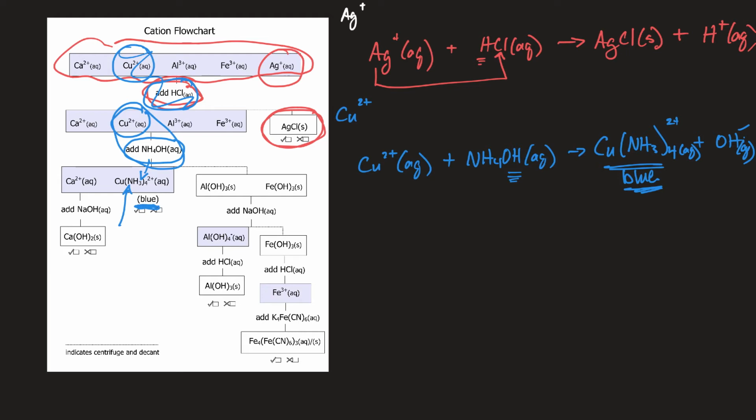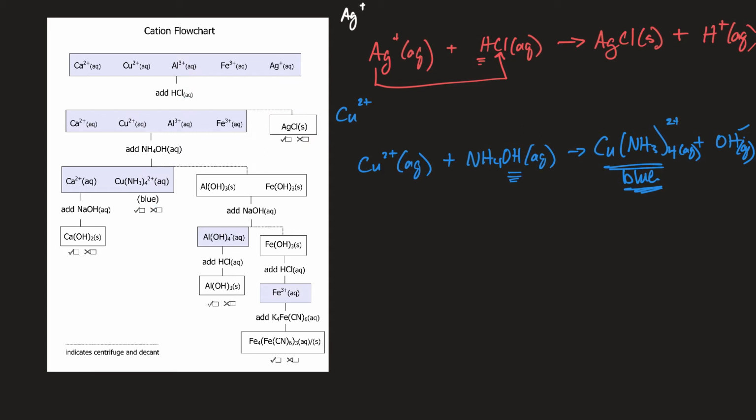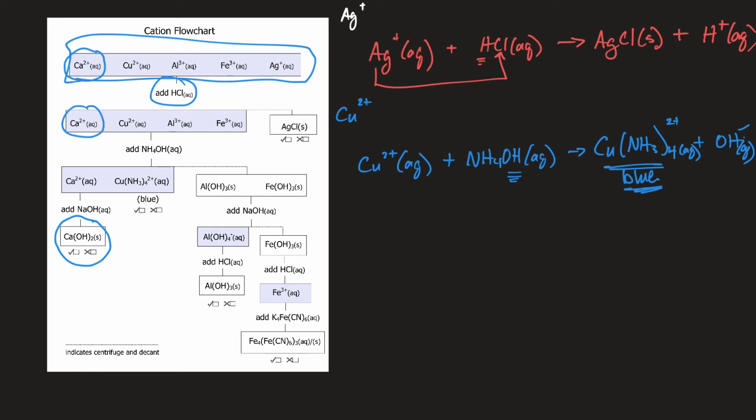Let's try another one. Let me get rid of all this. Say you got calcium, okay? So say you got calcium right down there. Initially, here's calcium in my unknown solution, whatever number yours was. Added HCl, nothing happened to it. Added ammonium hydroxide, nothing happened to it. So the only reaction I want to see is when something happened. If calcium is added to sodium hydroxide, I get this calcium hydroxide solid. So I want to see that.